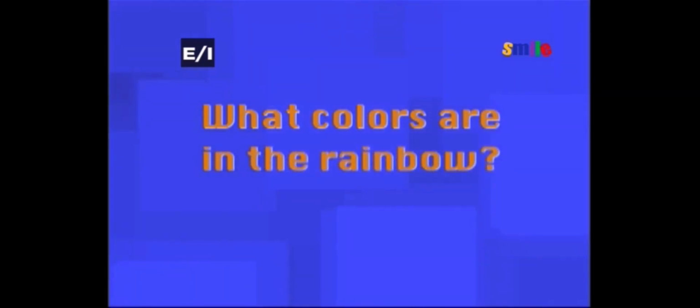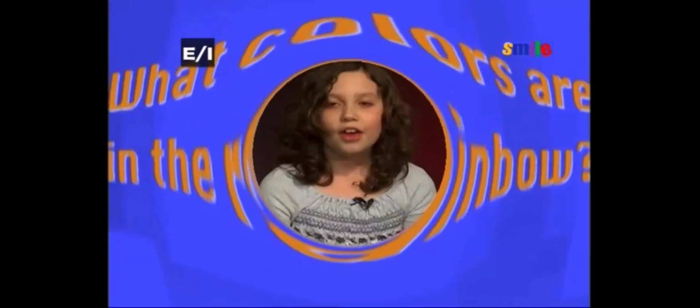What colors are in the rainbow? The colors of the rainbow are red, orange, yellow, green, blue, and purple. The colors of the rainbow are red, orange, yellow, green, blue, and purple. The colors of the rainbow are red, orange, yellow, indigo, green, indigo, and purple, violet.